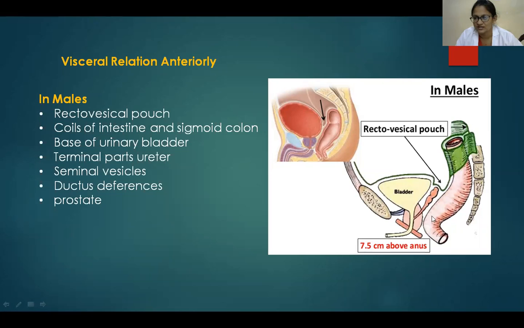What are the structures which are related anteriorly in males? The rectovesical pouch, which consists of coils of intestines, the base of the bladder, seminal vesicles, vas deferens and prostate. All these structures are related anteriorly. Posteriorly it is related with the sacrum and coccyx, along with the piriformis muscle, the sympathetic chain, and the anococcygeal ligament.